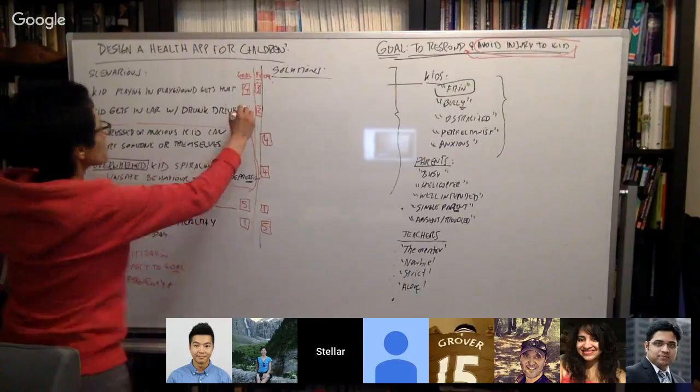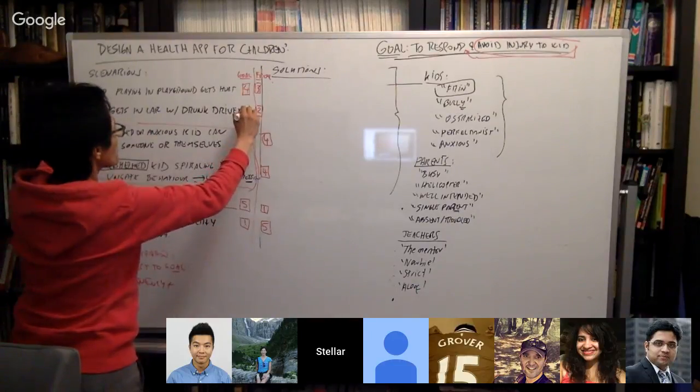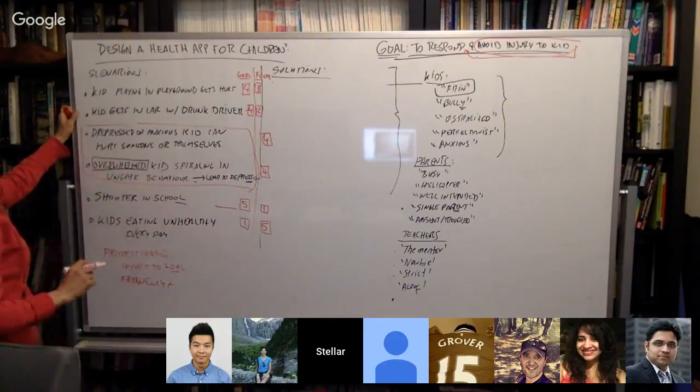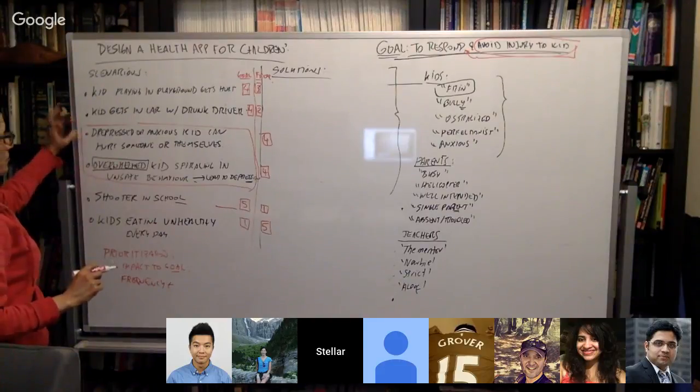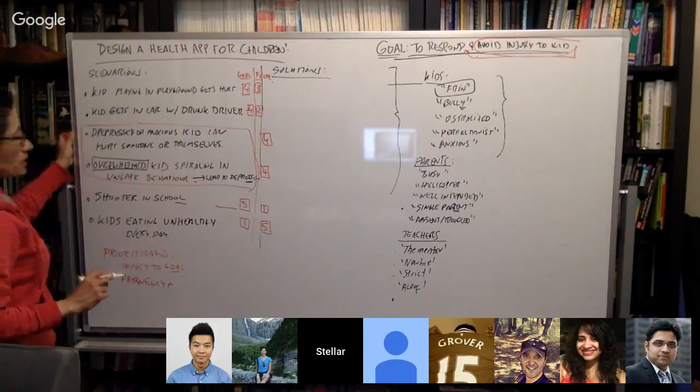I think this is a 4 too. I would say maybe, because I wouldn't like my kid to get in the car with a drunk driver. I would like to avoid that. And kids getting depressed, overwhelmed.